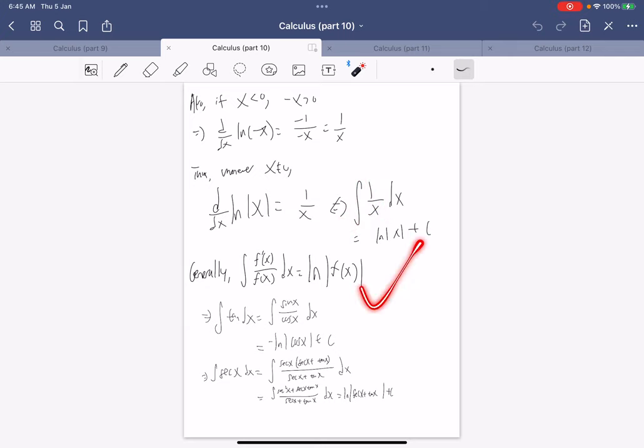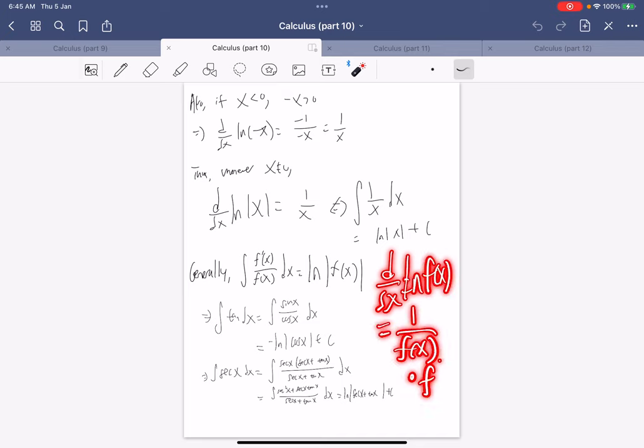And generally, you can then generalize it to the integral of f prime x over f x will just be ln modulus f x. And this really follows because if you differentiate it, it will be 1 over f x. And then by chain rule, you need to differentiate f x, which is f prime. So you get this.